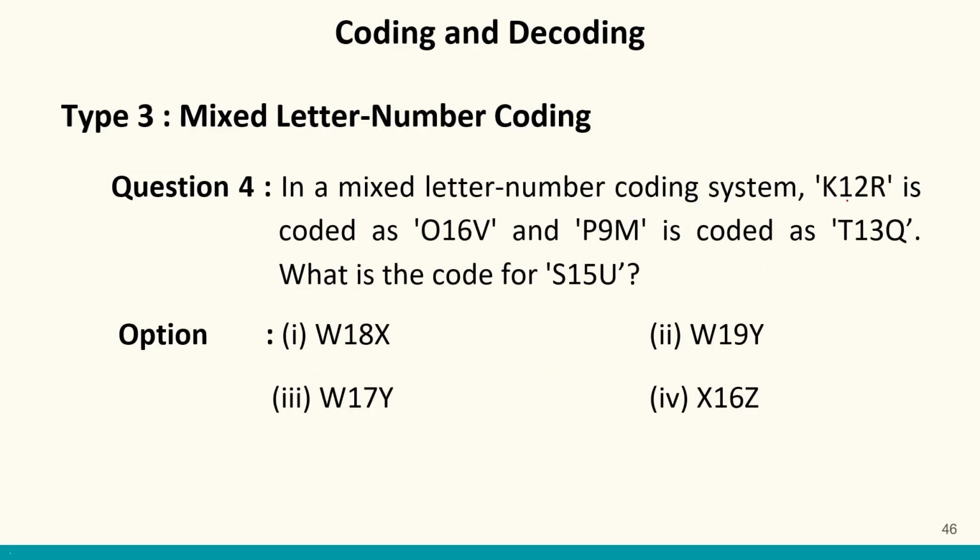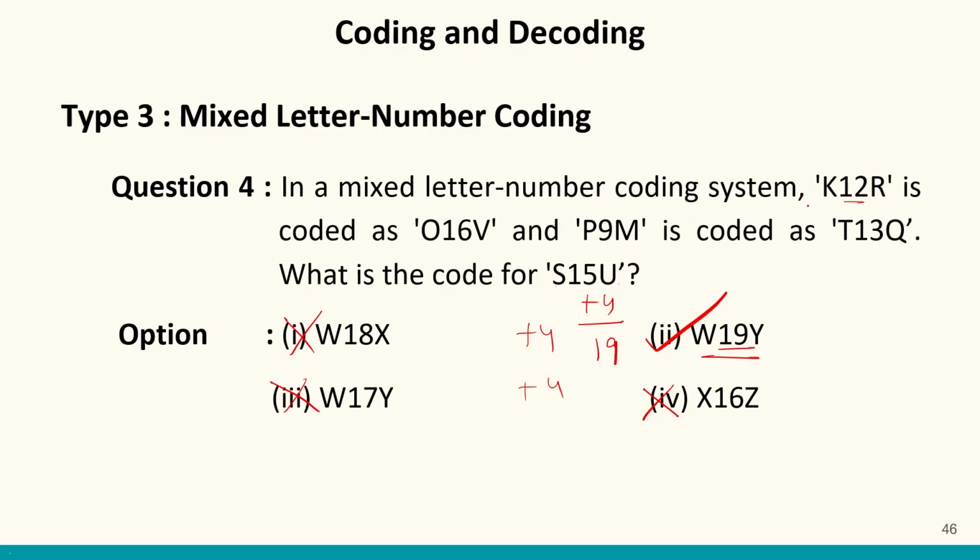Now let us check. 12 to 16, clearly plus 4. 9 to 13 plus 4. So the numbers are moving 4 positions forward. So here 15, I'll have to move 4 positions forward. That will give me 19. So out of all of these, I can eliminate all these answers, and option 2 will be my only answer. That is why elimination helps, because I took less than 20 seconds to solve this question. Otherwise, I would have found the code for each and every alphabet.